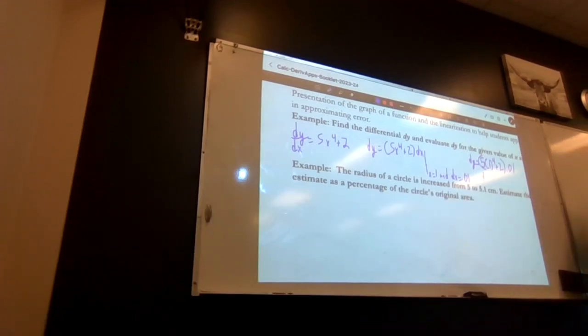The differential, when x increases by 0.01, how much is dy going to increase by at the point x? It's going to be 0.07. This is basically kind of like finding the slope of the tangent line you created, but just how much the y changes as the x changes by a certain amount. Okay.